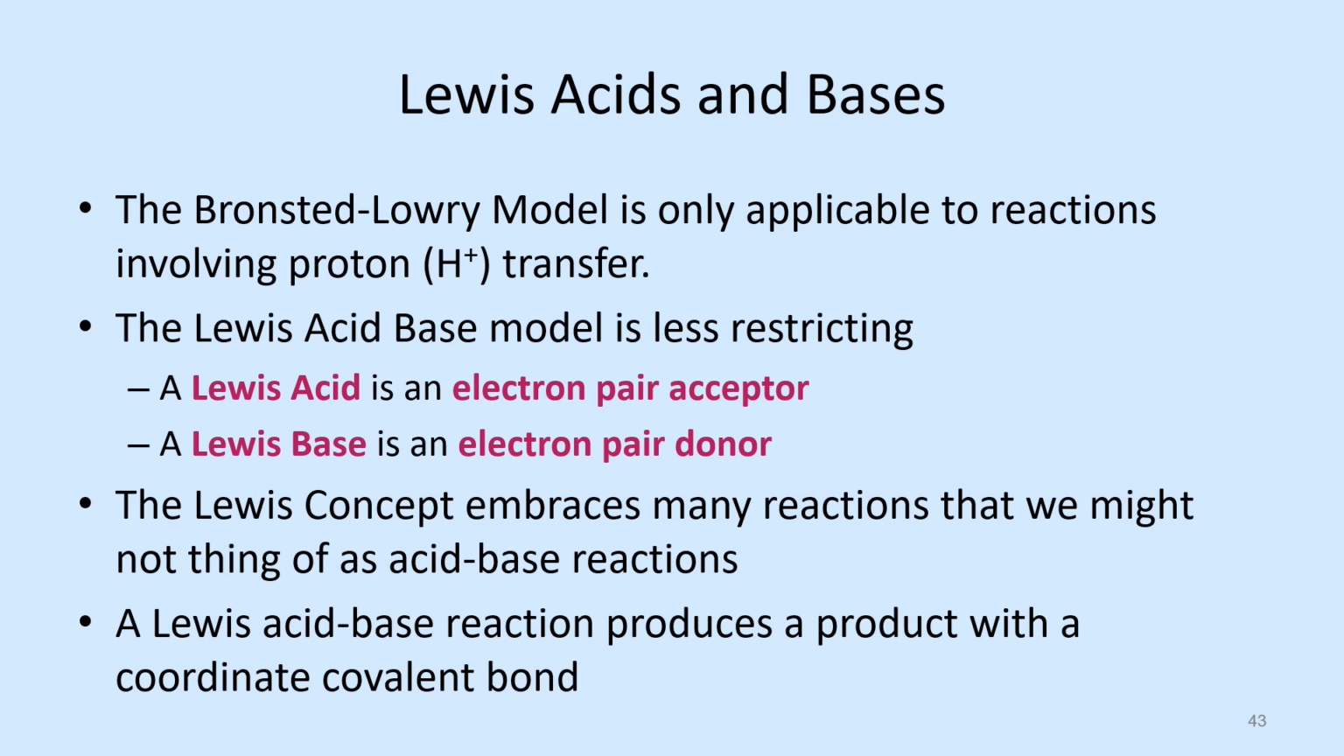It doesn't change anything else about the earlier definition. So like I said, if something's already a Bronsted-Lowry acid, it's also going to be a Lewis acid, or if it's a Bronsted-Lowry base, it's going to be a Lewis base. But the definition broadens us just a little bit. A Lewis acid is defined as an electron pair acceptor. Remember, the Bronsted-Lowry acid was a proton donor. Now we're calling it an electron pair acceptor. And a Lewis base is an electron pair donor. So the donor-acceptor roles changed because now we're talking about an electron pair.